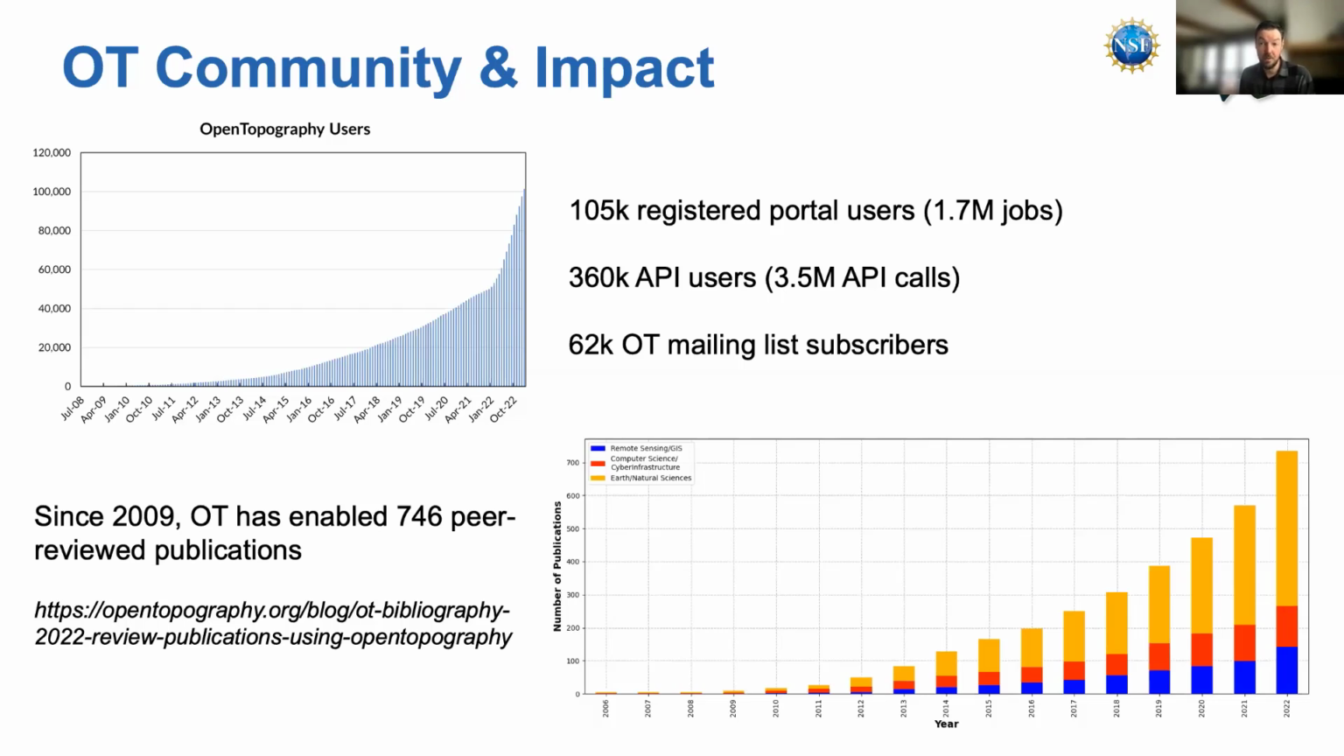For us, a really important metric is academic publications. So basically, how much has OpenTopography enabled new science? And so we track this in a lot of detail, going back to our very beginning. There have been 746 peer-reviewed publications where OpenTopography data are utilized or cited or acknowledged. And this is growing every year. And if you're interested in those stats, we track this bibliography and we publish a yearly update. So you can check that out online.